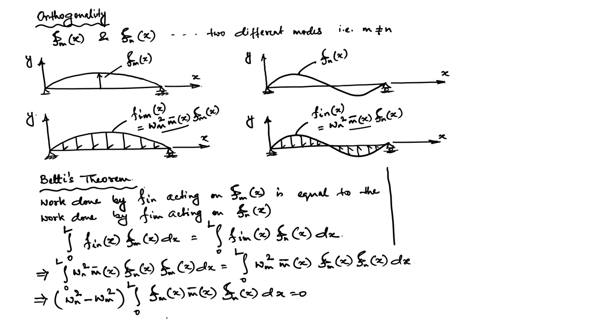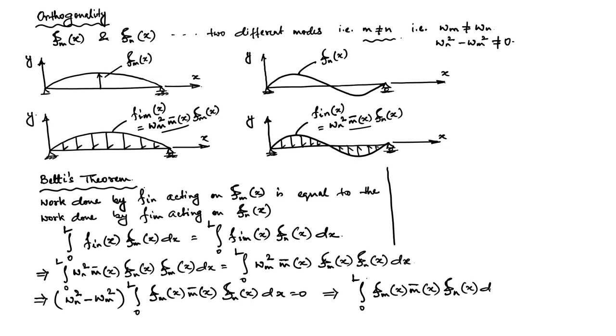Now, we started with the assumption that m not equal to n. So, that means omega m not equal to omega n. So, in that case omega n square minus omega m square cannot be equal to 0. So, the only possibility is integral 0 to L of phi m x m bar x phi n x dx is equal to 0. So, that is the orthogonality condition for m not equal to n.